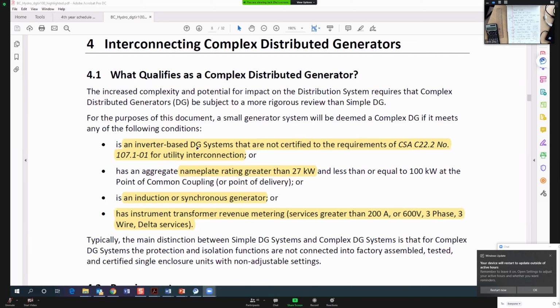You could be an inverter-based generator, but you are not certified to meet the CSA standard. So they still allow you to use that, but you have to consider it a complex distribution generator system. Or your nameplate rating is greater than 27 kilowatts. They allow you all the way up to 100 kilowatts.